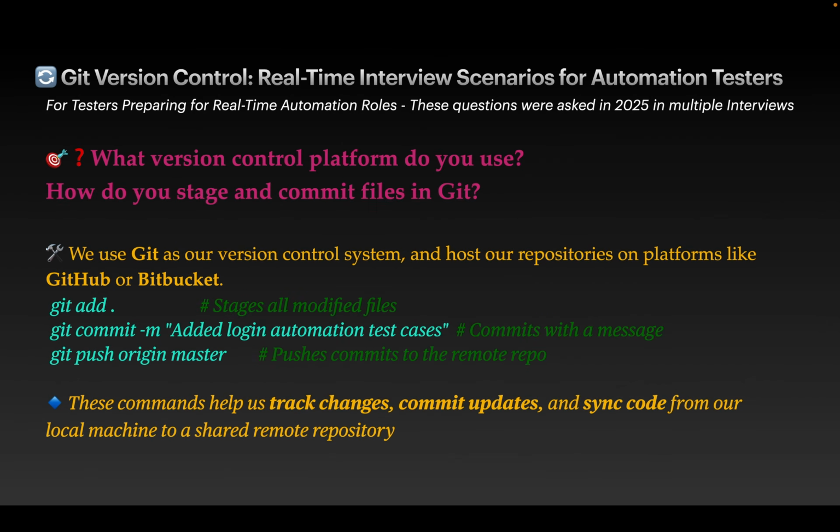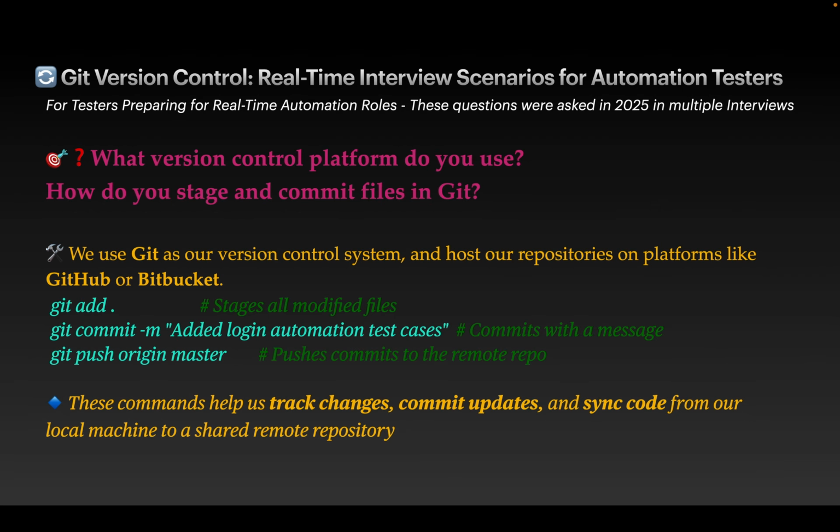What version control platform do you use, and how do you stage and commit files? There are two questions here, so you can answer. We use Git as our version control system, and it's useful for hosting our repositories on platforms like GitHub or Bitbucket. So how do you stage and commit files in Git?